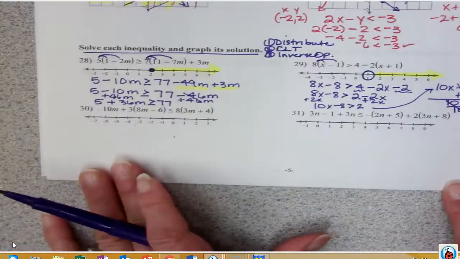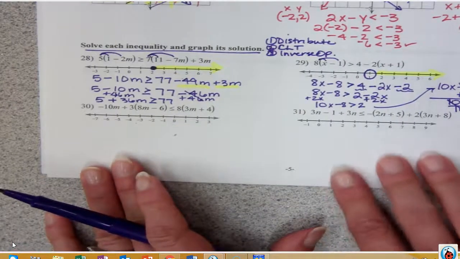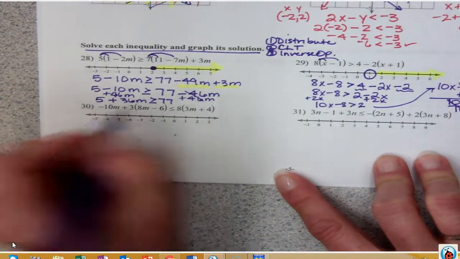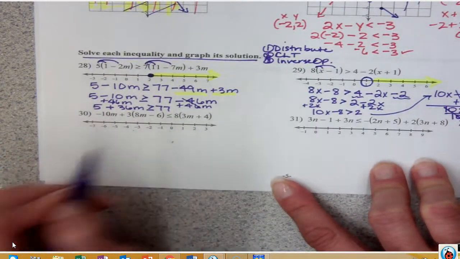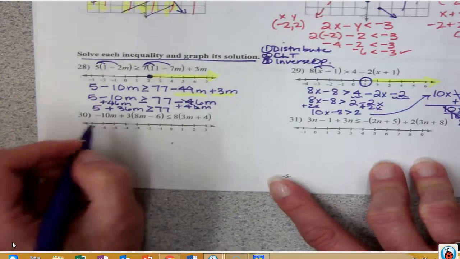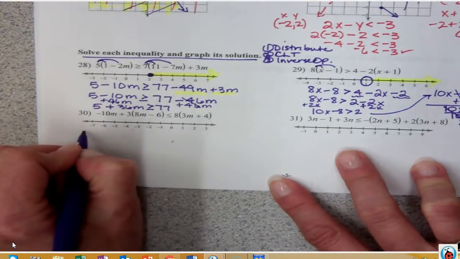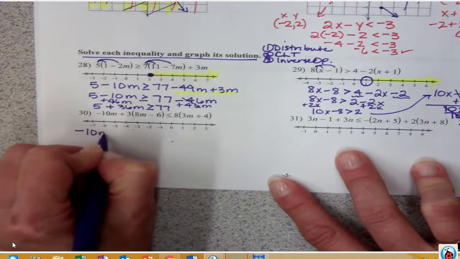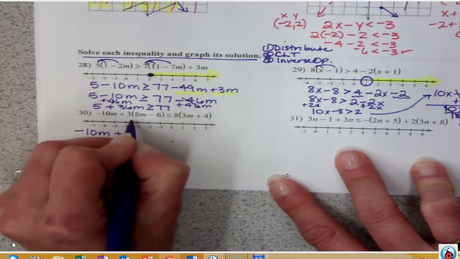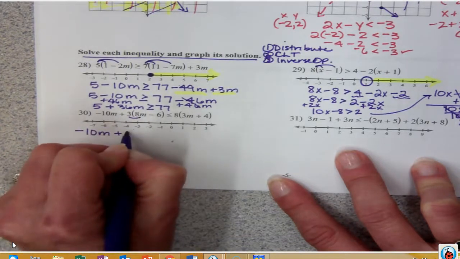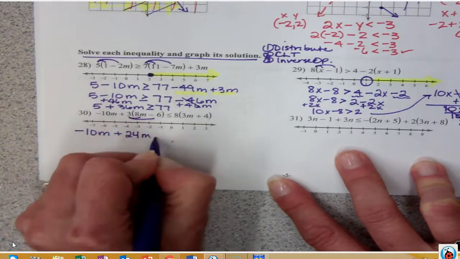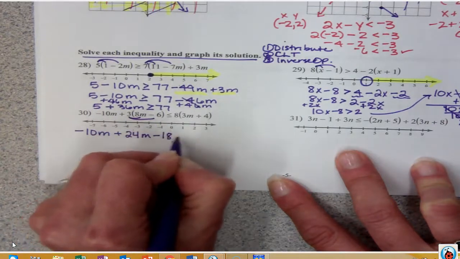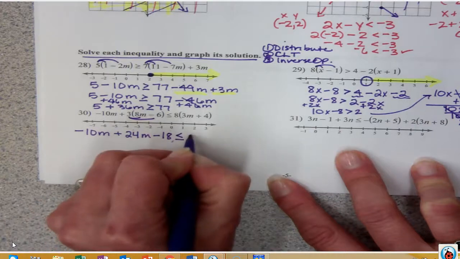Alright, moving on. Now, what's my first step when I have a problem like this? Distribute. That is the first thing I do, so I'm going to distribute. I get negative 10m plus 3 times 8 is 24m. 3 times negative 6 is minus 18. Less than or equal to 8.